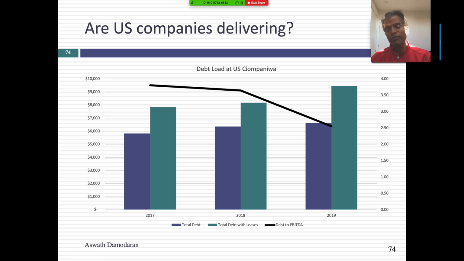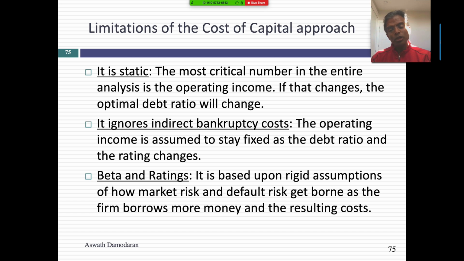I would expect debt values to decrease. And maybe, if nothing else, one of the consequences of this crisis might be a revisiting of companies to, should we be borrowing money? Does this make sense? Now, as you look at the cost of capital approach, it comes with some limitations. And let me draw your attention to some of those limitations.